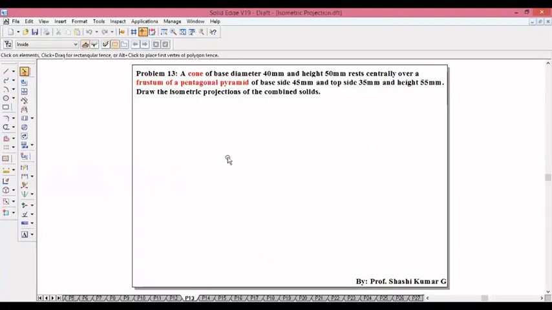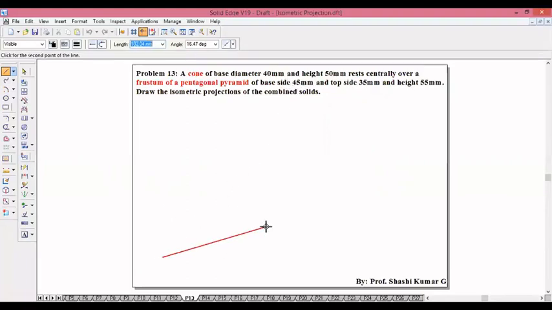Let's move on to problem number 13. A cone of base diameter 40 and height 50 rests centrally over a frustum of a pentagonal pyramid of base side 45 mm and top side 35 mm, height 55 mm. Draw the isometric projection of the combined solid. So we have a frustum of a pentagon pyramid. The base side is 45. So let me construct a pentagon of side 45 first.